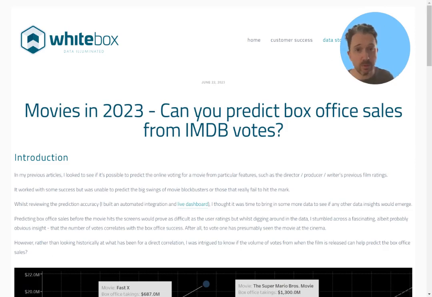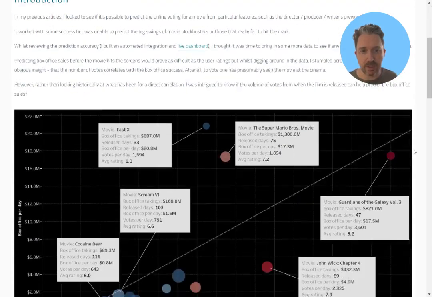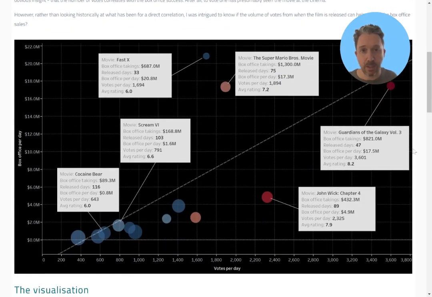In this article, I've looked at the movies that have been released this year and overlaid box office sales and IMDB voting data. Now, the chart that I've created from this has got a lot going on, so let me walk you through it. The x-axis shows the number of votes a movie's received over the number of days it's been released, whereas the y-axis looks at the box office sales, again over the number of days it's been released. So these two metrics, what we want to understand is the relationship between them.